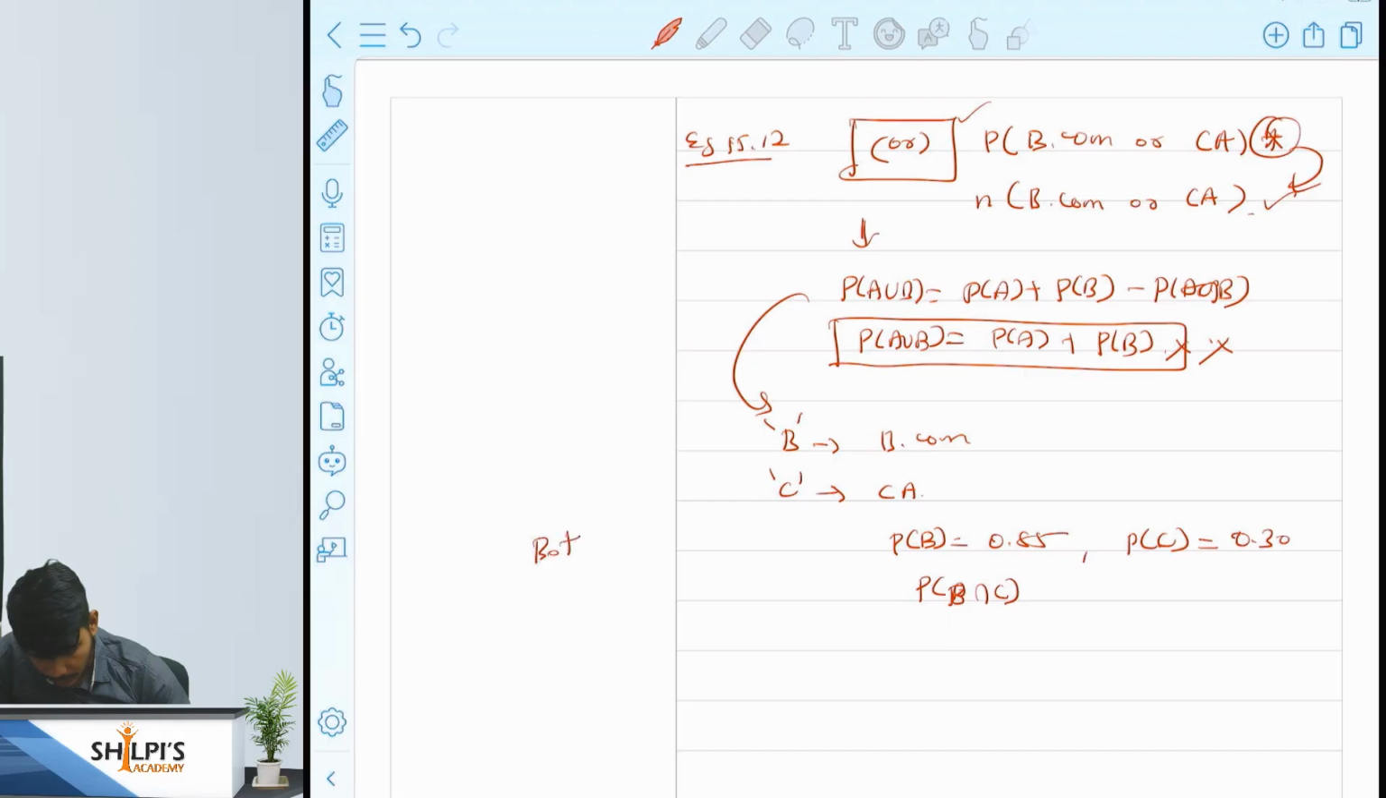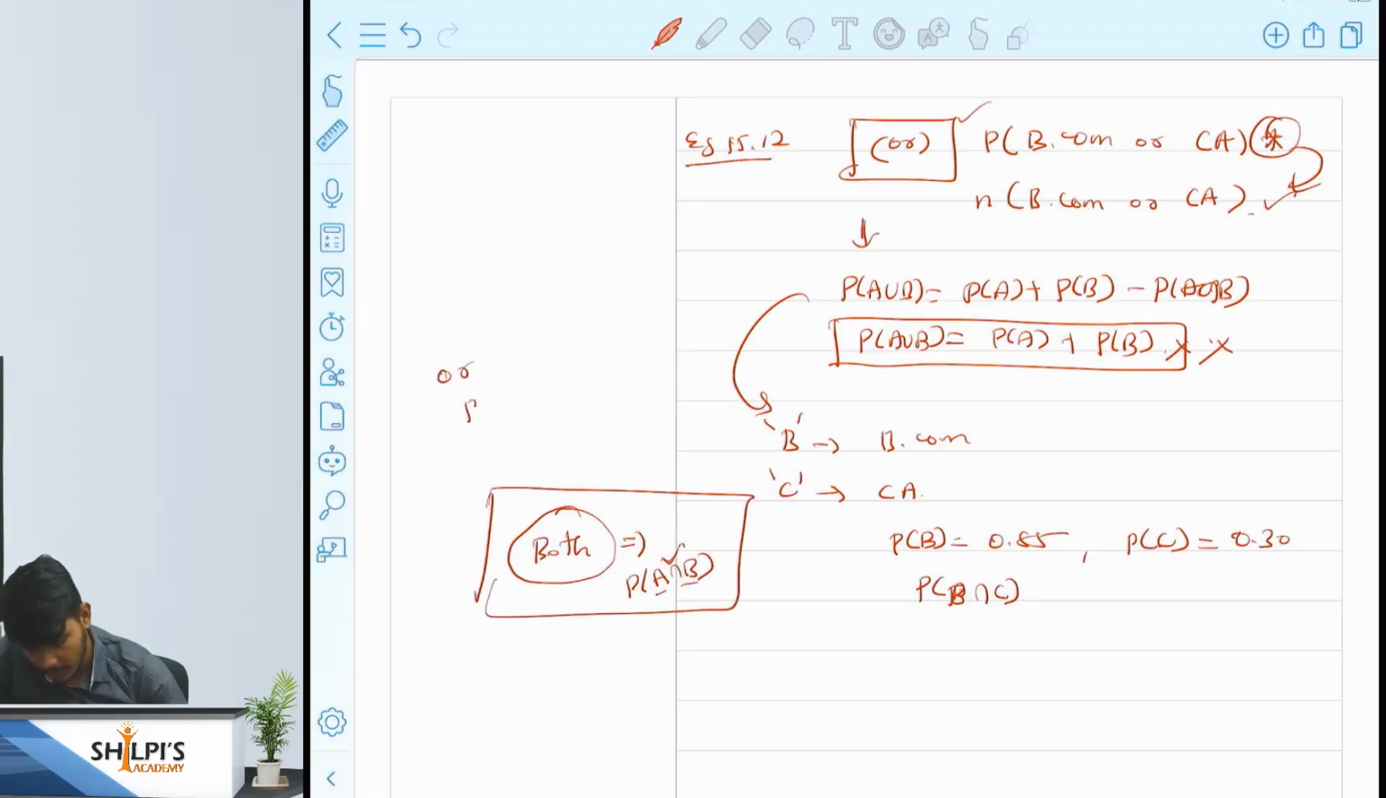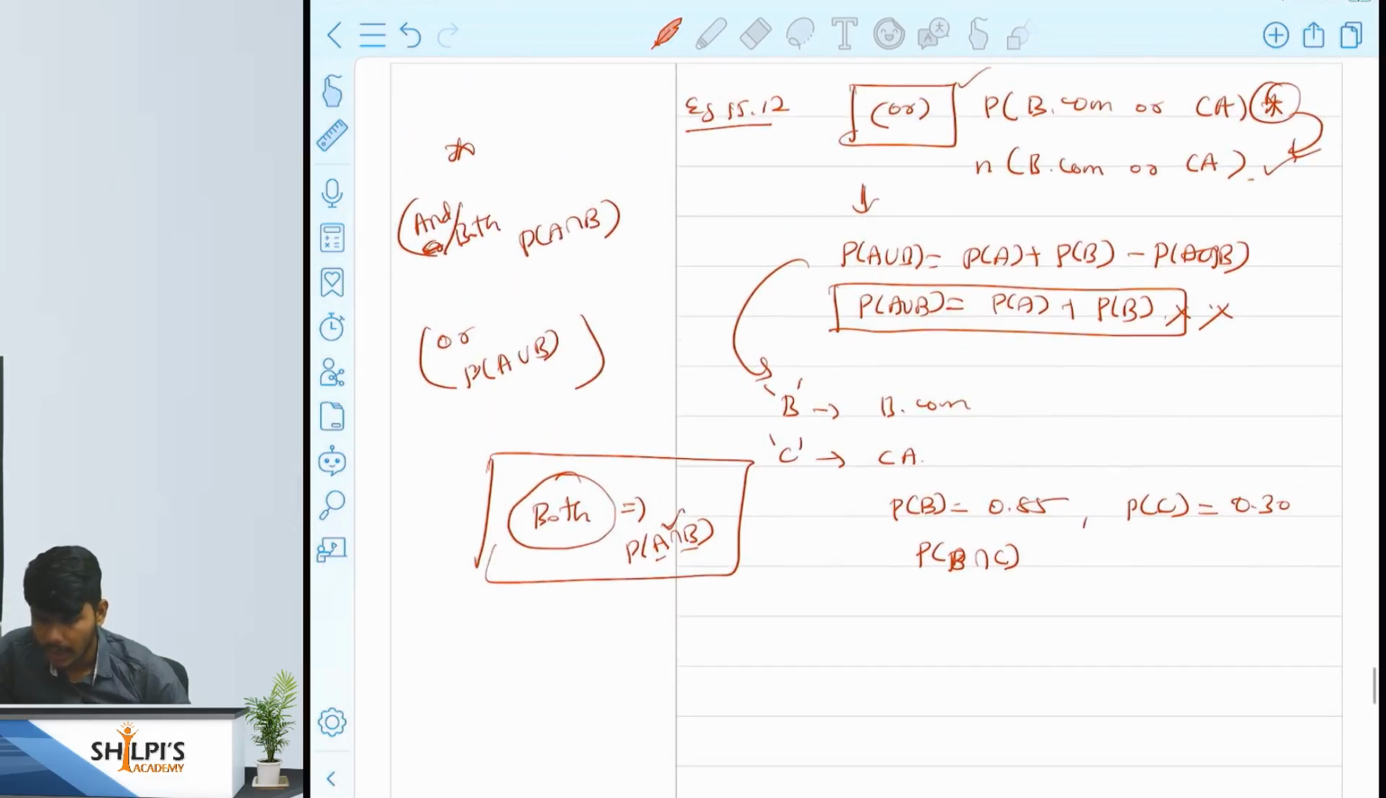Note this keyword. If you see any of these questions with a both keyword, you should put intersection between those two events. So this is also given. If you have OR, you will find A union B. If you have AND or both, you will find A intersection B. Note these things. And here, having both BCom and CA, we will have intersection, so it is 0.25.